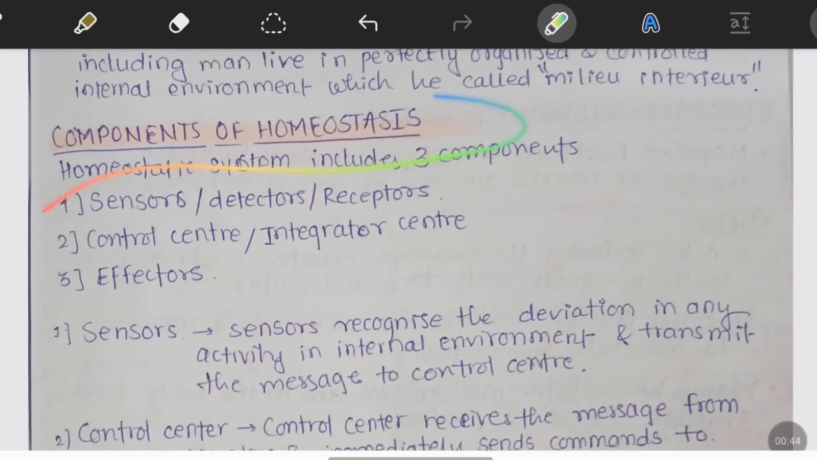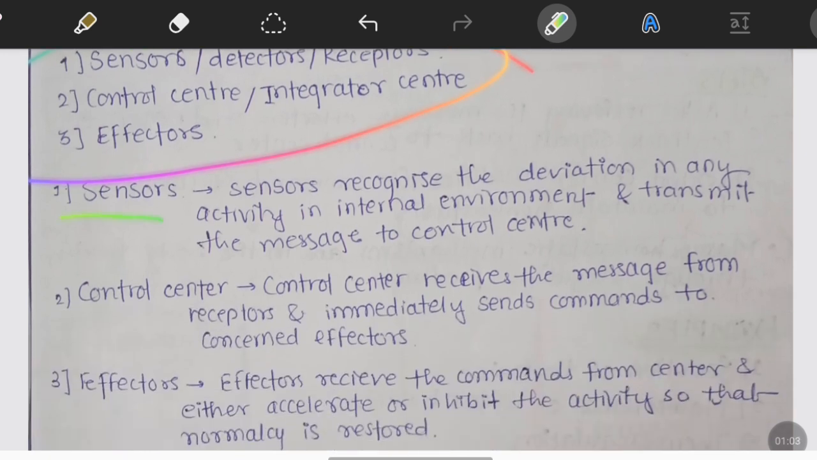Next, we will see the components of homeostasis. A homeostatic system includes three components. First is the sensor, also called detectors or receptors. Second is the control center or integrator center, and third is the effectors. Then we will discuss the sensors in detail.